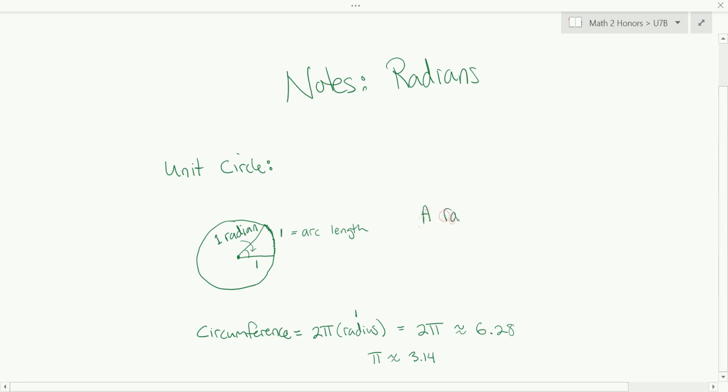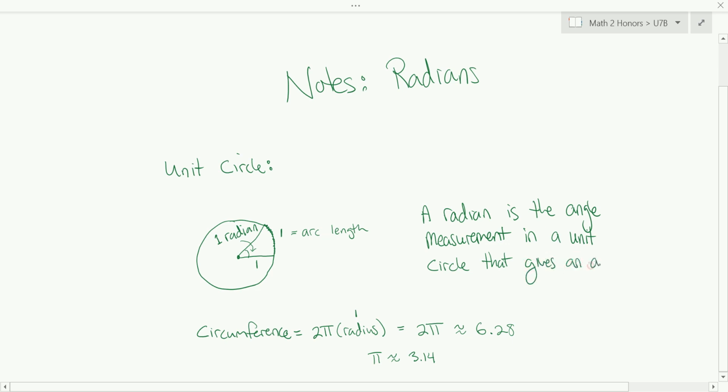So a radian is the angle measurement in a unit circle that gives an arc length of 1.